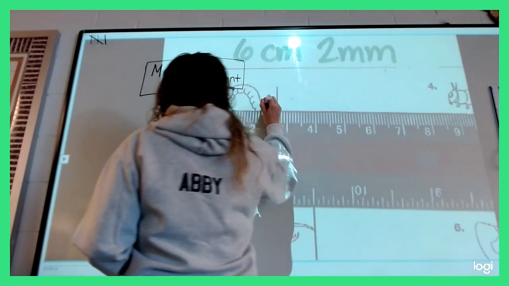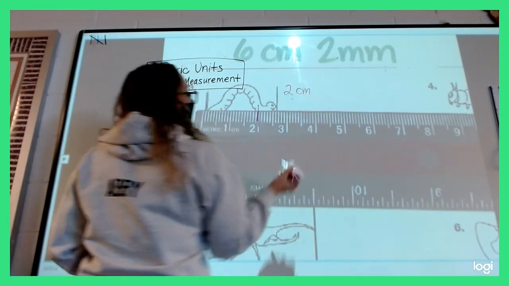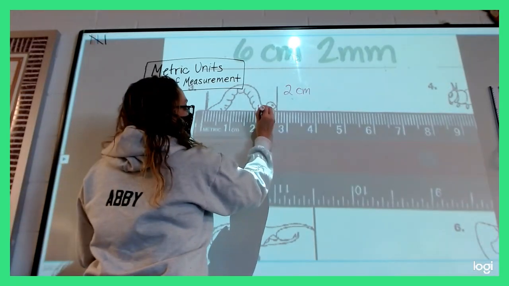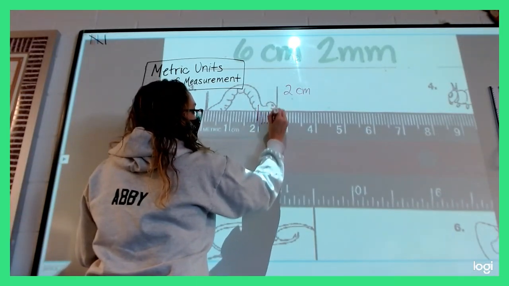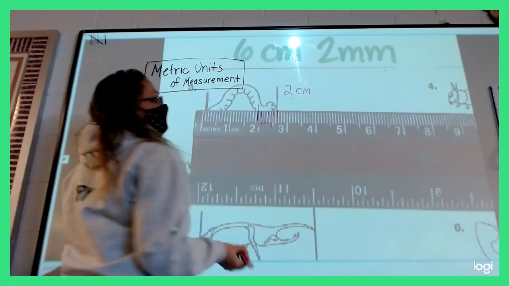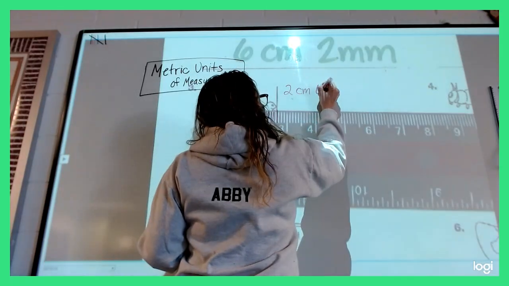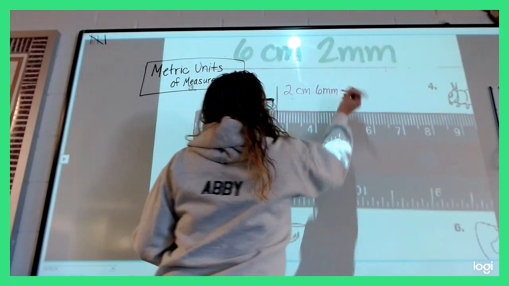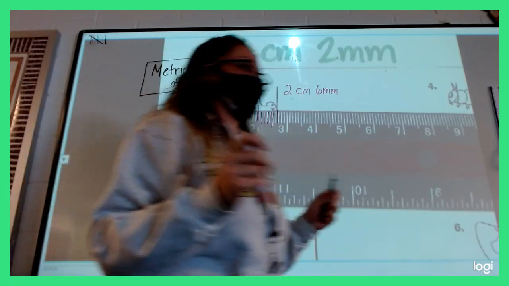Okay, we've passed 2 centimeters right here. So it has to start with 2 centimeters. Now, when I count my millimeters, literally I'm just counting 1, 2, 3, 4, 5, 6. We can count 6 millimeter lines. So it's 2 centimeters and 6 millimeters. Does that clear that up for you, Madeline? Okay.